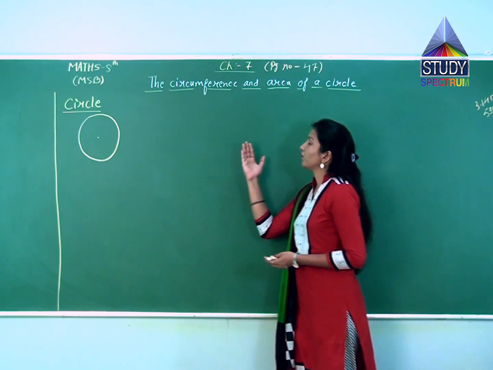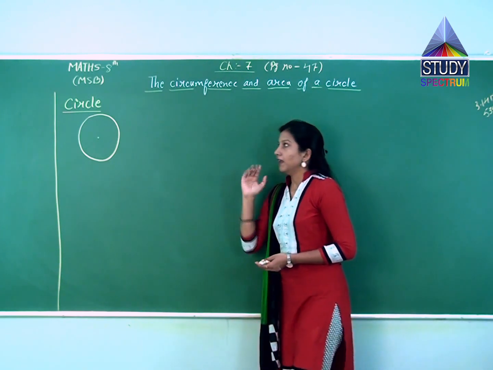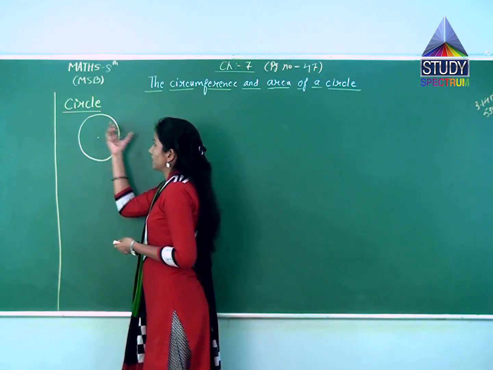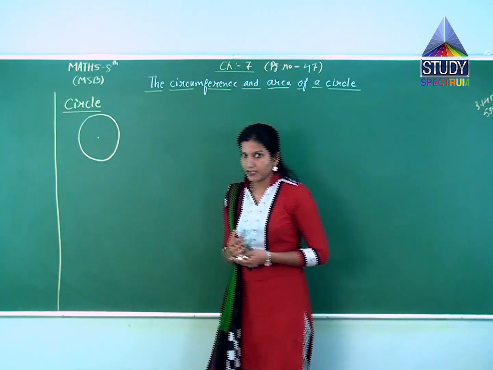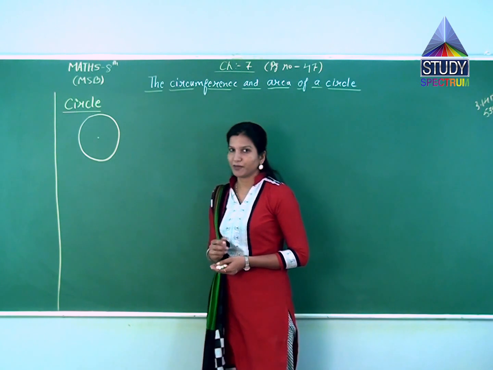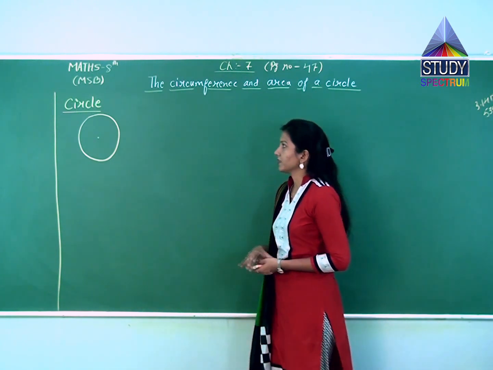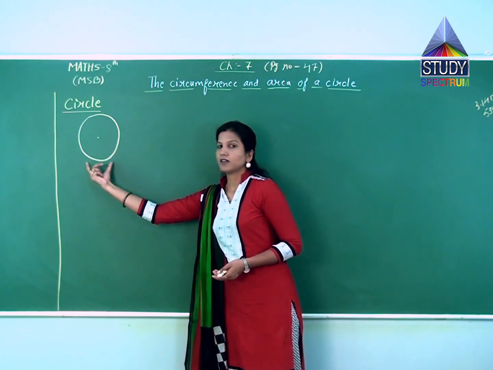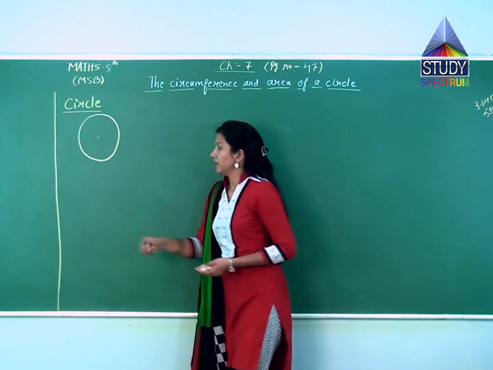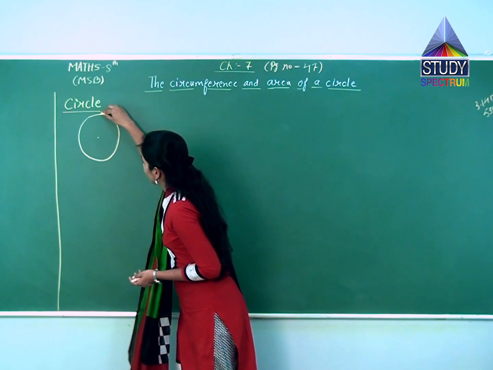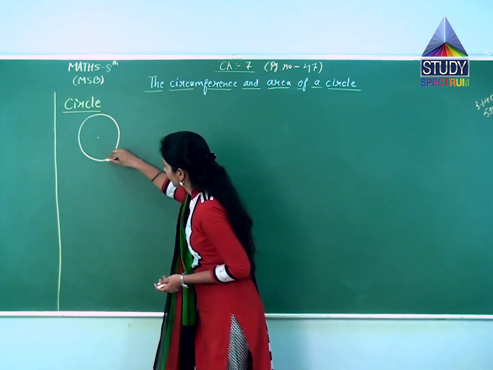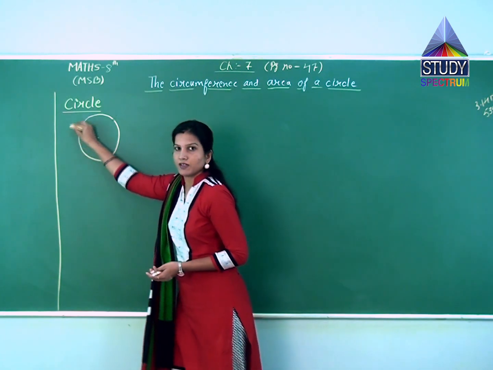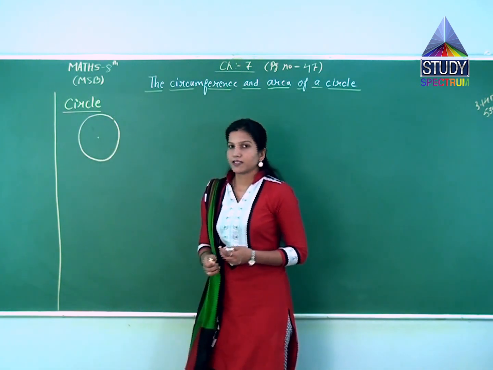Before moving towards our topic, let me explain you some about circle. What a circle is and what are its dimensions. At first, this figure is a circle. This is a circle, and this distance is known as the circumference of a circle. इसे और अच्छे से हम समझ सकते हैं.